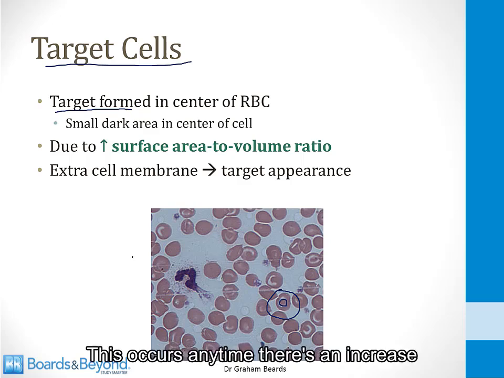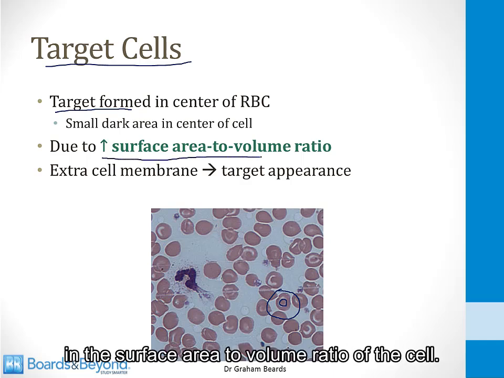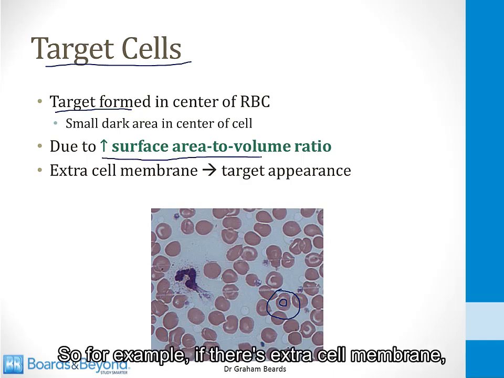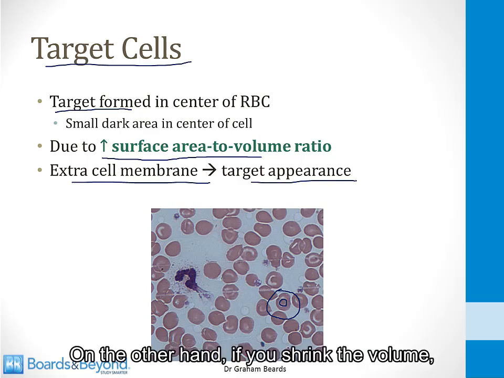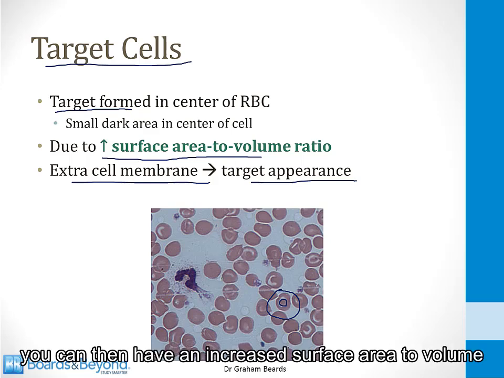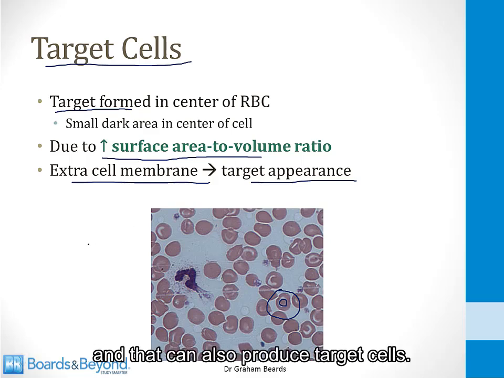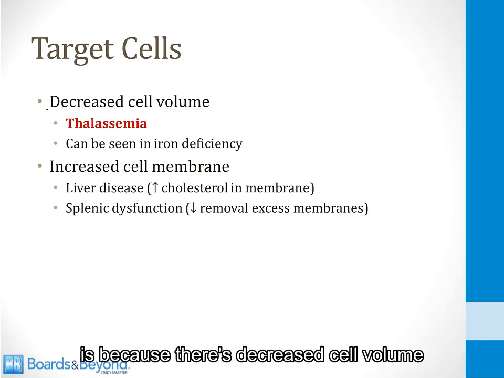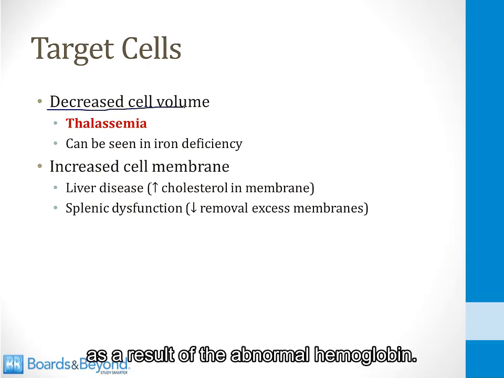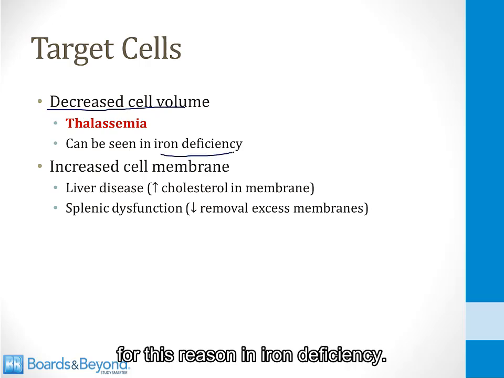This occurs anytime there's an increase in the surface area to volume ratio of the cell. So for example, if there's extra cell membrane, you can get a target appearance. On the other hand, if you shrink the volume, you can then have an increased surface area to volume, and that can also produce target cells. So the reason they occur in beta thalassemia major is because there's decreased cell volume as a result of the abnormal hemoglobin. You can also sometimes see target cells for this reason in iron deficiency.